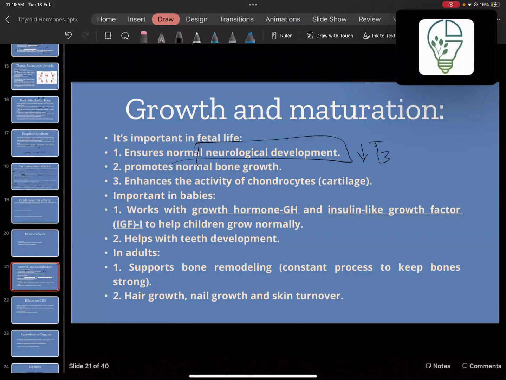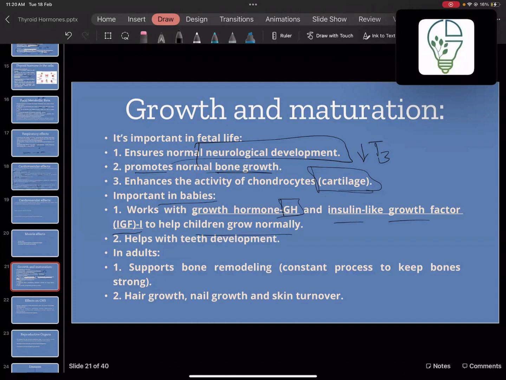Okay, it also promotes normal bone growth. It enhances activity of the cartilage, so it makes cartilage, basically. Make sure that the cartilage is made. And it's important in babies or children because it works together with the growth hormone, also known as GH, and insulin-like growth factor, IGF-1, to help children grow normally.